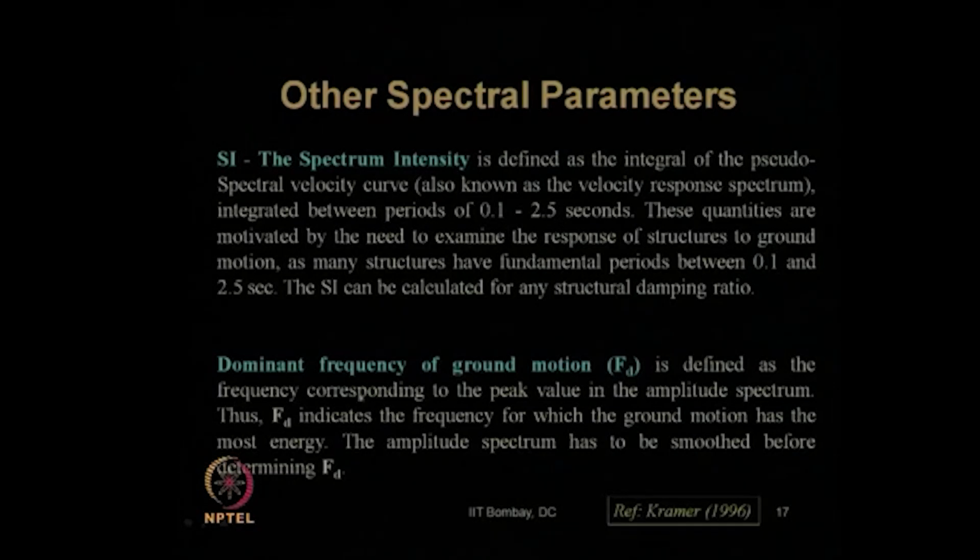Another spectral parameter is the dominant frequency of ground motion, FD. What is FD? It is defined as the frequency corresponding to the peak value in the amplitude spectrum. That is, in whatever amplitude spectrum you have, the frequency corresponding to its highest or peak value will be your dominant frequency. Thus, FD indicates the frequency for which the ground motion has the most energy, because it is giving you the maximum amplitude. The amplitude spectrum has to be smoothened before determining FD, which is quite obvious, as we have already understood. We have to smoothen it, filter it, etc.